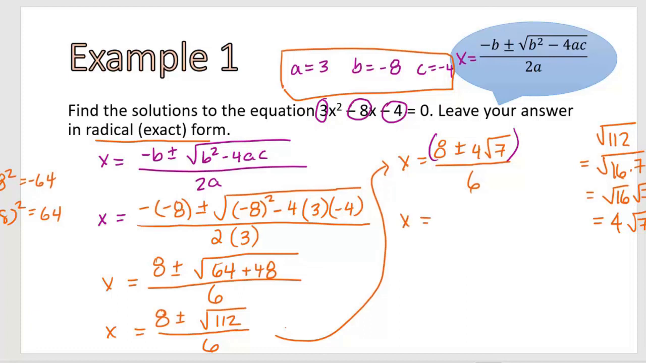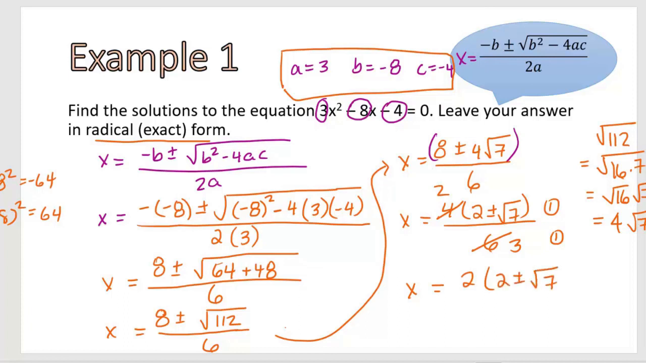We get x is equal to 4 times 2 plus or minus the square root of 7, divided by 6. Now I have one term in the numerator and one term in the denominator, which means I can simplify. 4 and 6 reduce to 2 over 3. They're both divisible by 2. 4 divided by 2 is 2. 6 divided by 2 is 3. So my final answer is 2 times 2 plus or minus the square root of 7, divided by 3. And we'll leave it in this form. This is the exact answer to this problem.